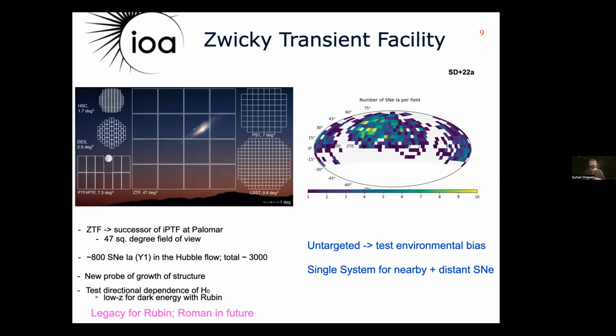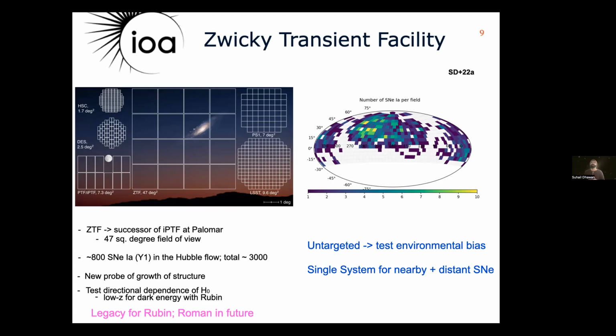So ZTF, just to give a brief overview, is a 47 square degree field of view optical transient survey on Mount Palomar, so on the Schmidt telescope at the 1.2 meter. And it surveys large parts of the sky very quickly, so around 3,700 square degrees an hour. So it can do the entire night sky in 2 optical filters once every 3 days. And that was the strategy for the first phase of operations.